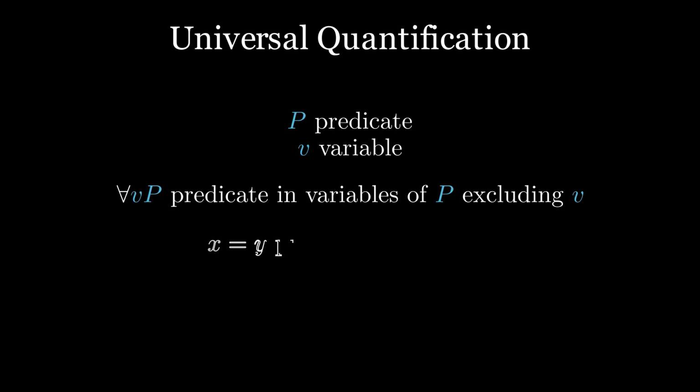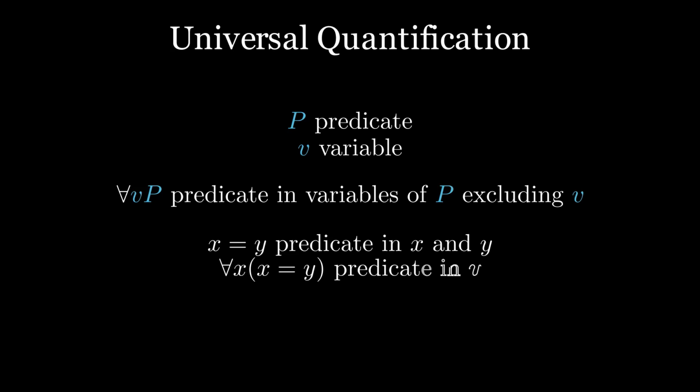For example, we know x equals y is a predicate in x and y, so for all x, x equals y is a predicate in y. Even though x appears in this expression, we say that it is a bound variable, and don't count it towards the number of variables in this predicate. We only count free variables, which are the variables that are not bound, in this case just y. Or rather, we are entitled to only count free variables, although as we saw earlier, we may always consider it as a predicate in more variables. So we can also consider this as a predicate in x and y. It's just that x happens not to appear in this expression as a free variable.